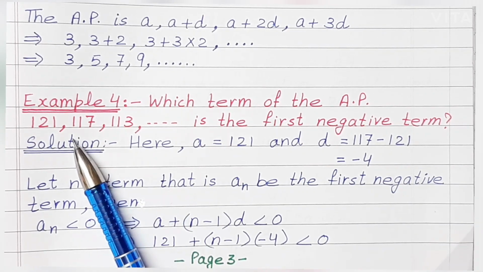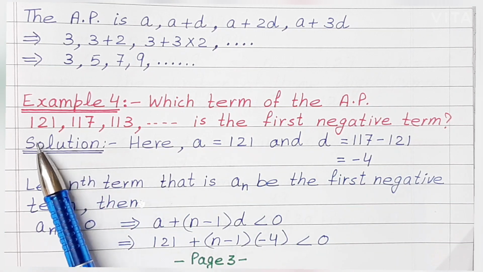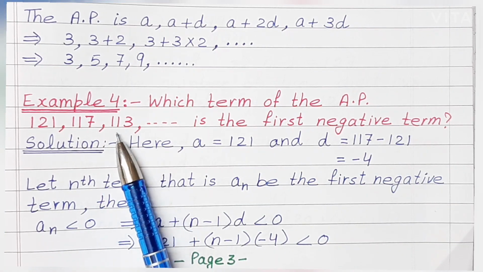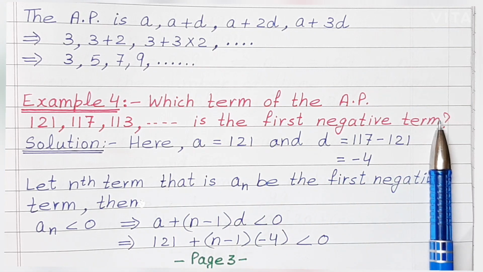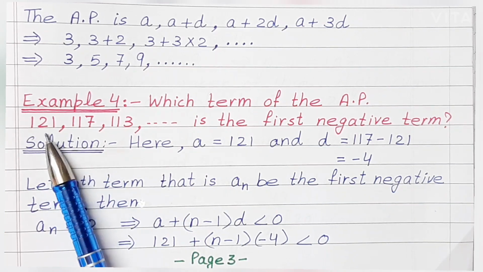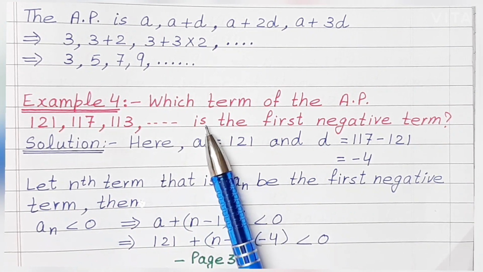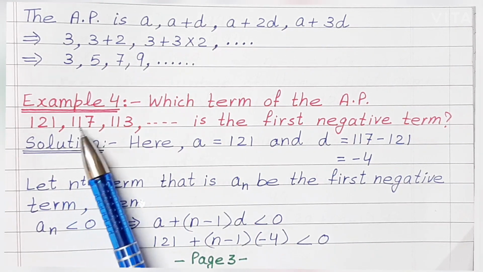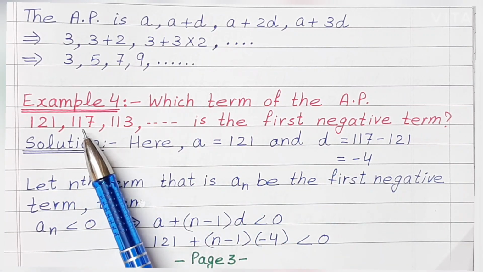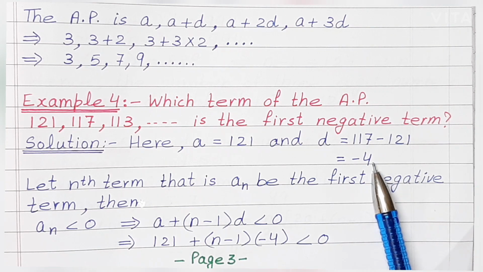Now the next example is, which term of the AP, that is 121, 117, 113 and so on, is the first negative term. Now students, you can see that the given series is in decreasing order. That means at some point there will be a negative term. So we need to find that. Now here A is 121. Common difference is 117 minus 121, that is minus 4.